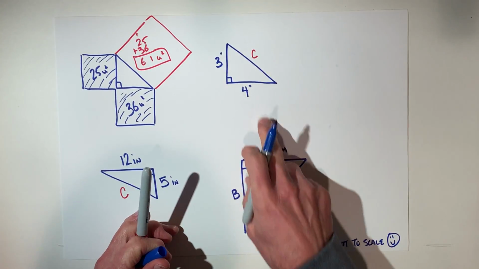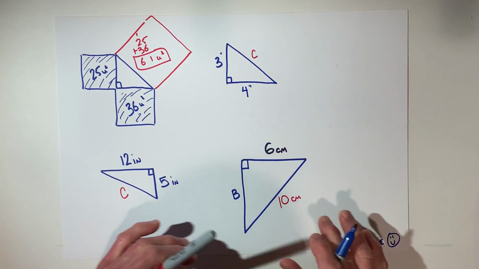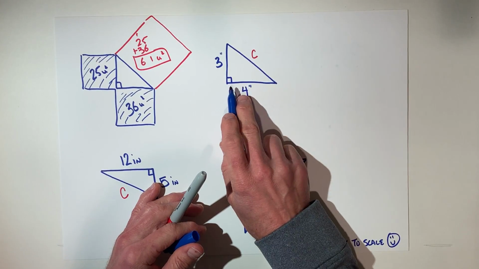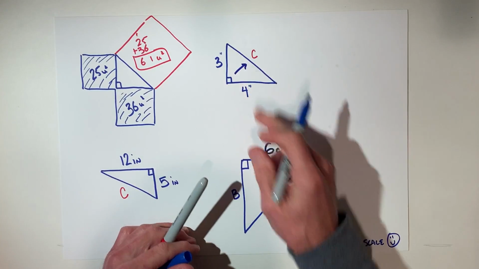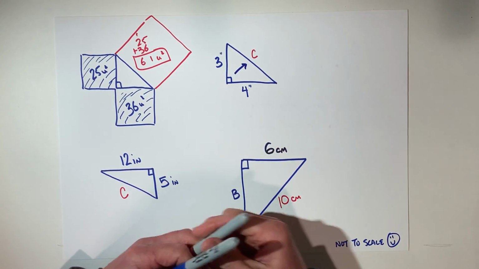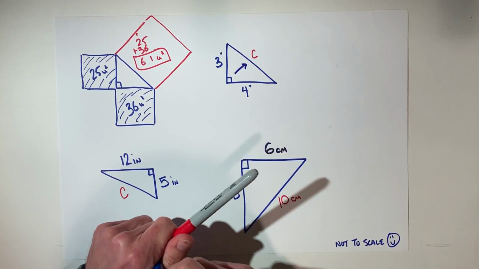I have my first example, and I tried to color code this as best I could. What you'll notice is that I have one hypotenuse. I'll always have one hypotenuse. It's always across from the 90-degree angle. And in this case, it's the red letter C. So here's what I observe.